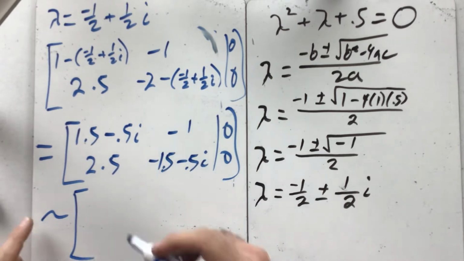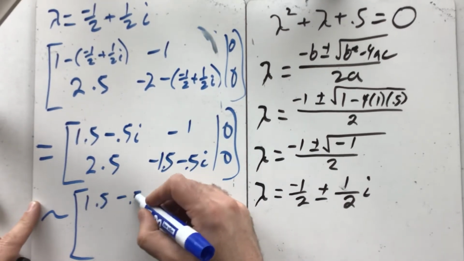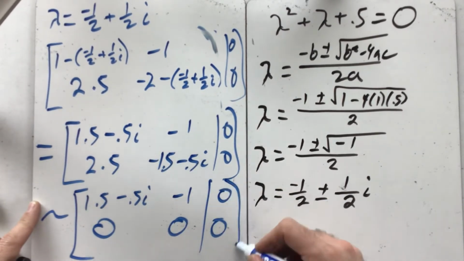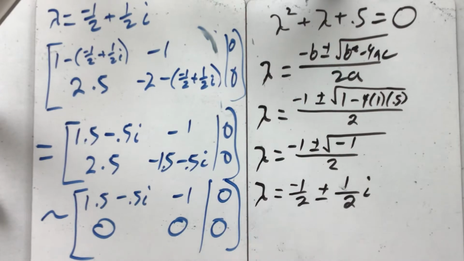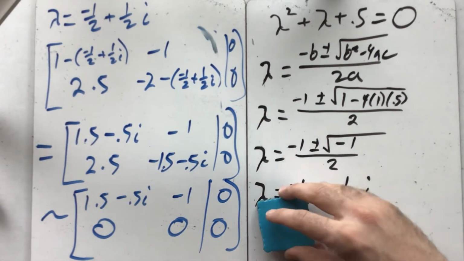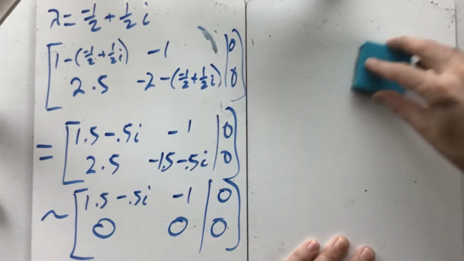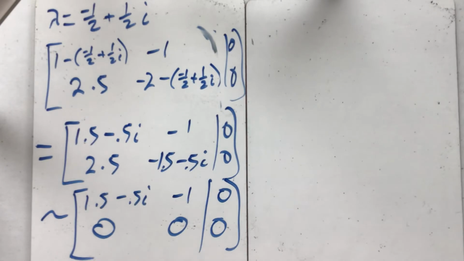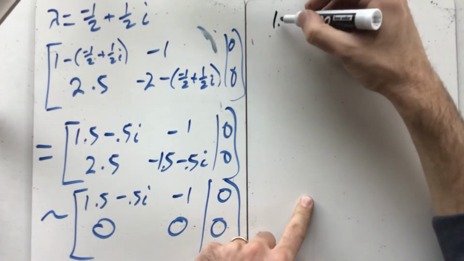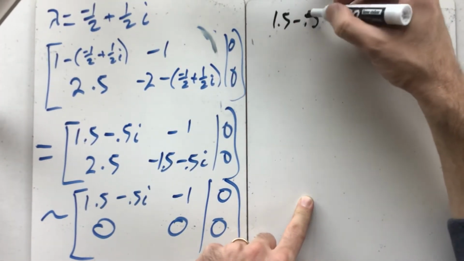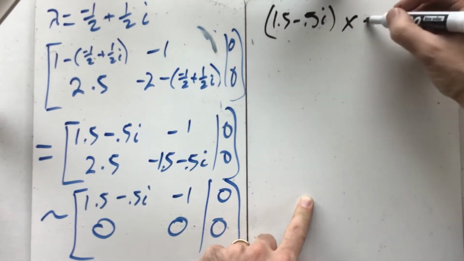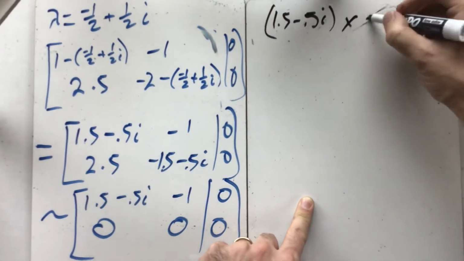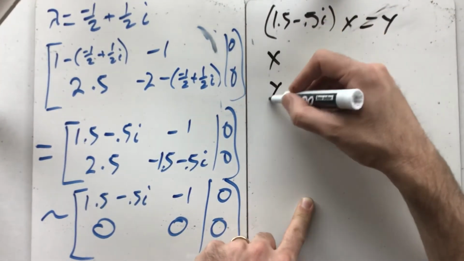As I go to the answer, I know that whatever happens, that bottom row has turned into zeros. So I know that is my reduced state. That means, for my eigenvectors, 1.5 minus 0.5 i times x minus y equals 0. If I move the y to the other side, it means that this is equal to y, and that gives me my eigenvector.